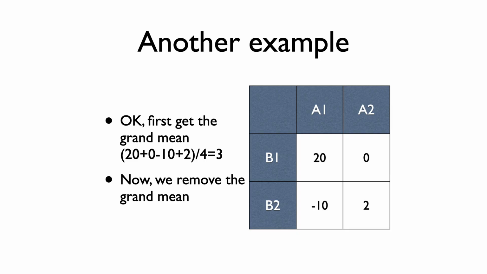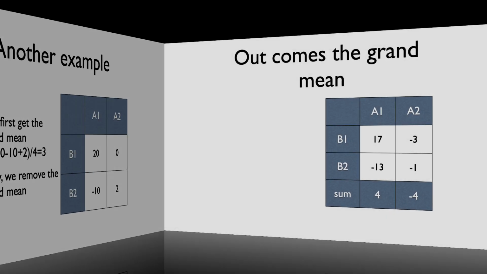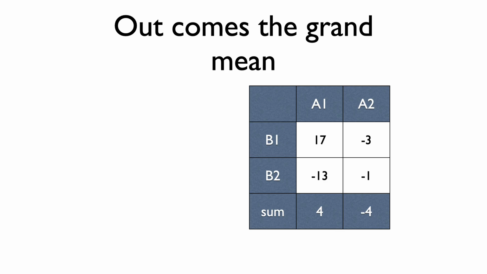So let's take the grand mean out. That's the grand mean of 3, so we're going to take 3 out. And now again, let's figure out what it's going to be before we look at the next slide. So 20 minus 3 should be 17. 0 minus 3 is negative 3. Negative 10 minus 3 is negative 13. 2 minus 3 is negative 1. Okay, let's see if that's what we got. I'm assuming I did it properly. Yeah, I did. Okay, good.